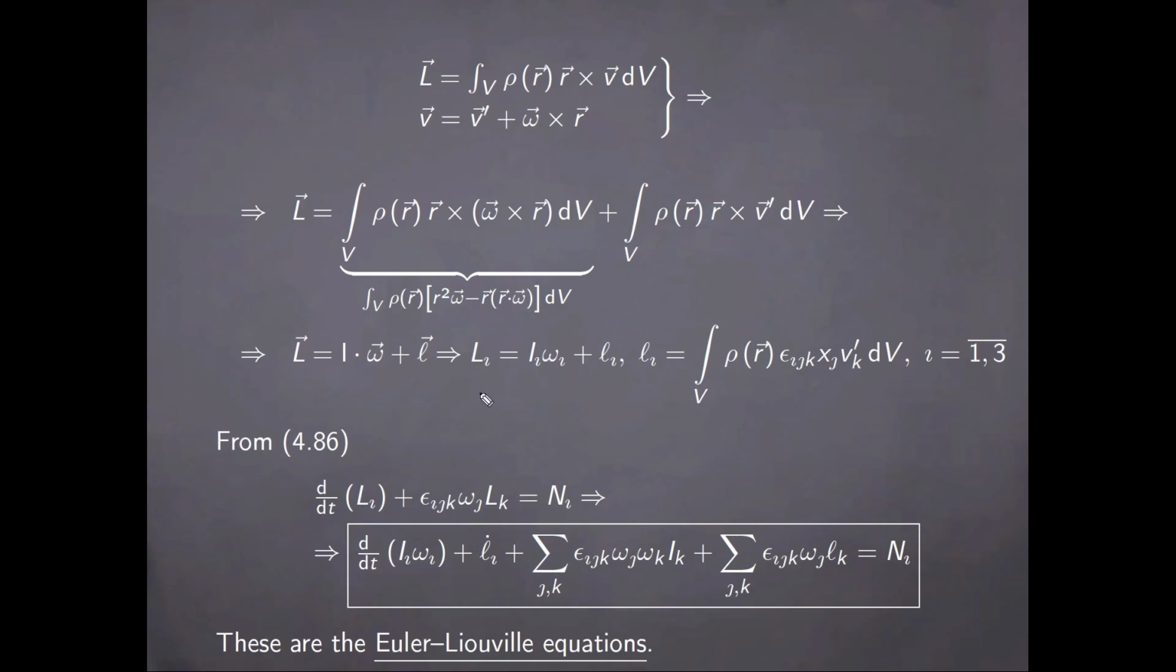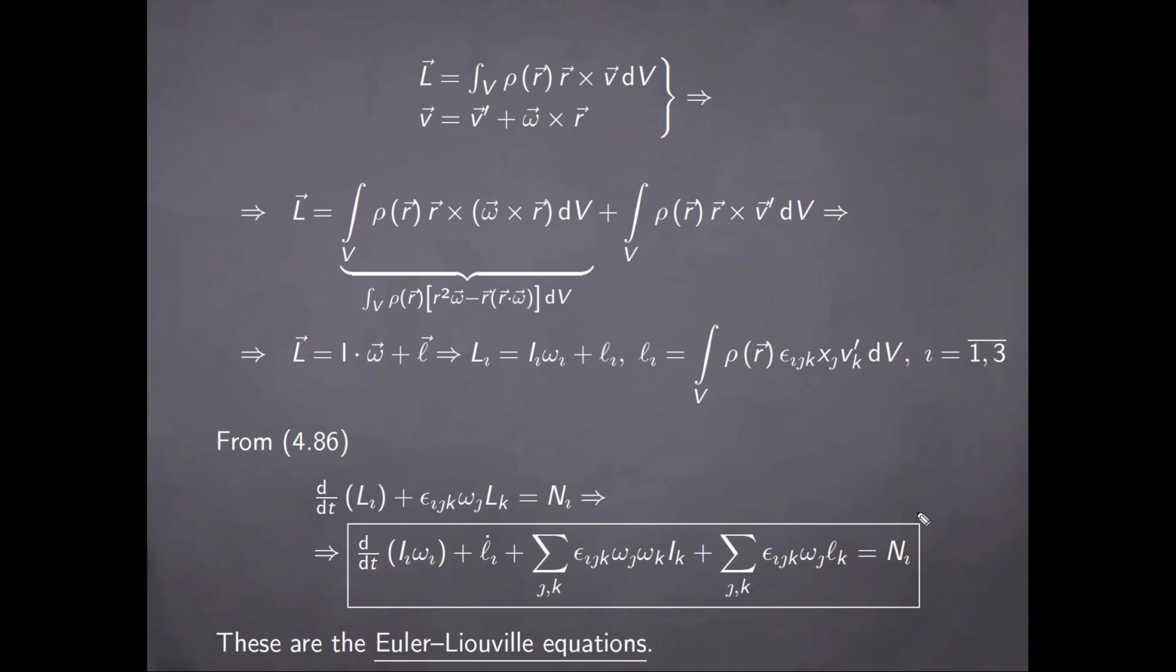we can take the time derivative of this expression to obtain the form here, which upon further expansion immediately leads to this result. And these are known as the Euler-Liouville equations, which are valid for quasi-rigid bodies. So for bodies where you have a slow change of at least a part of the mass distribution throughout the body's motion.